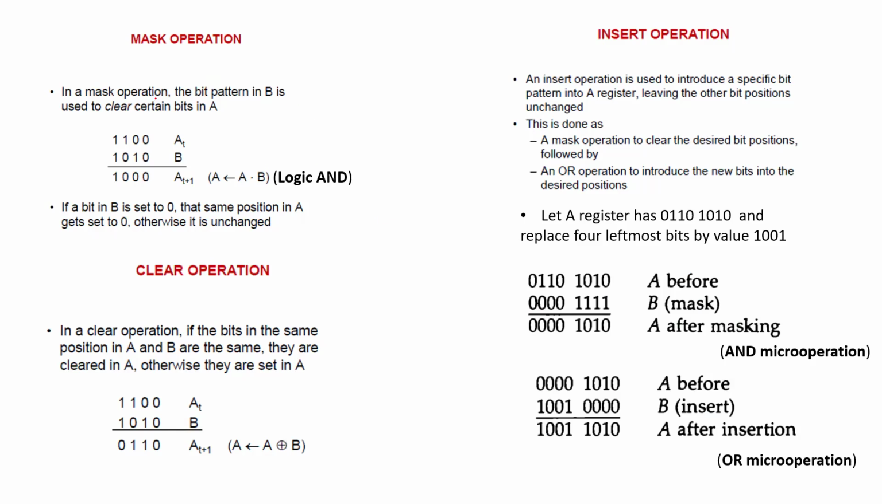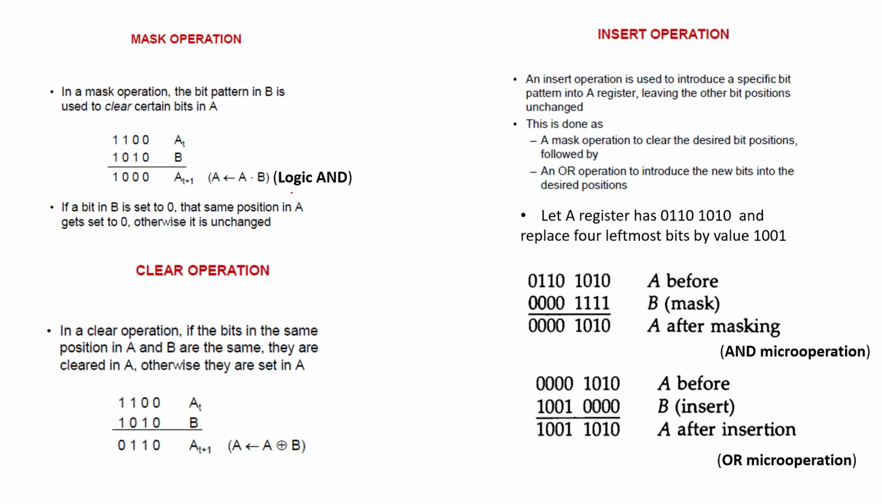Now here, in case of the mask operation, again the bit pattern in B is used to clear the contents of the bits in A. Now, the particular bit only where you want to change, we will understand that again later when we see the insert operation. So now here what is happening?